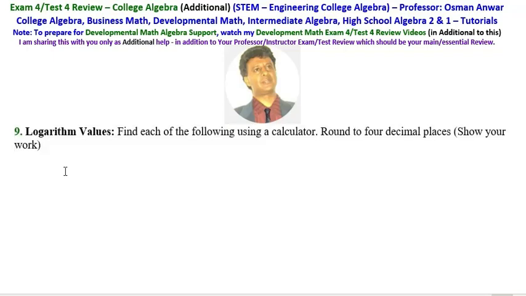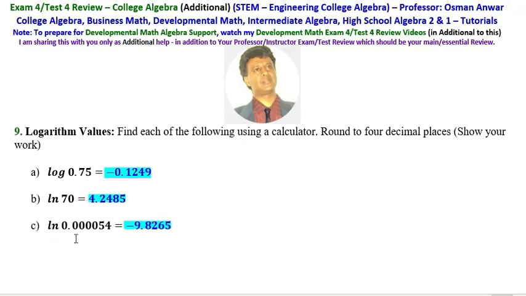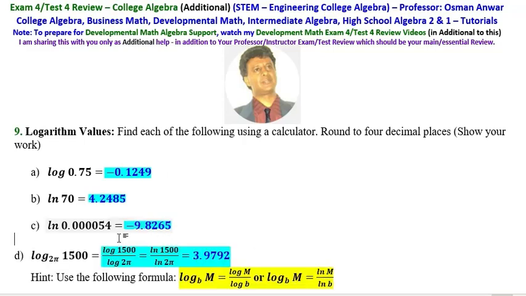Number 9 is logarithm value. Find each of the following using a calculator. Round it to 4 decimal places. A, log of 0.75, that is minus 0.1249. B, ln of 70, that is 4.2485. C, ln of 0.000054, that's minus 9.8265. D, log base 2 pi of 1500.